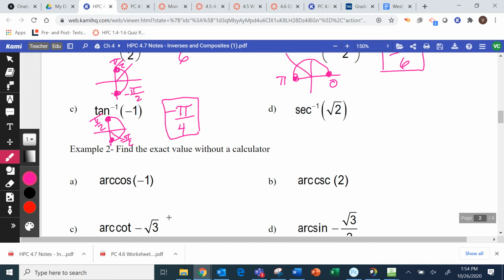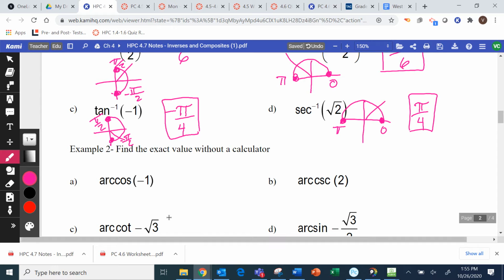Okay, question D. So secant is positive. Secant is the same thing as cosine, 0 to pi. And since it's positive, it will be the first quadrant. And what kind of reference angle would this be? Megan? 45. So as a radian, it's pi over 4. So we're finding the angles for those.